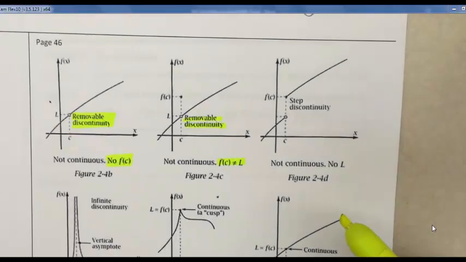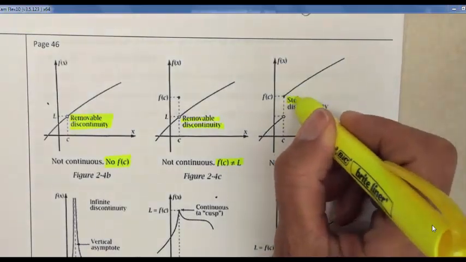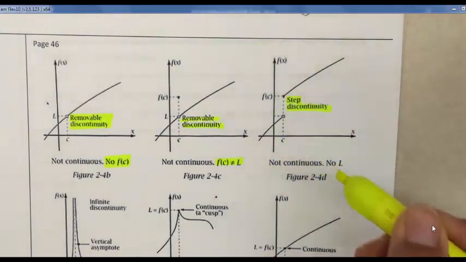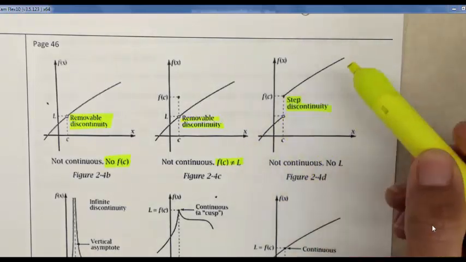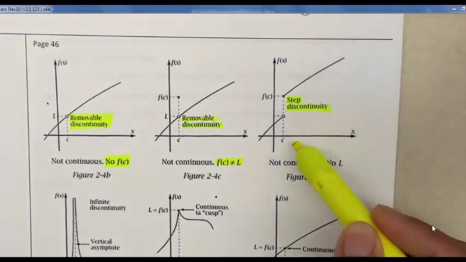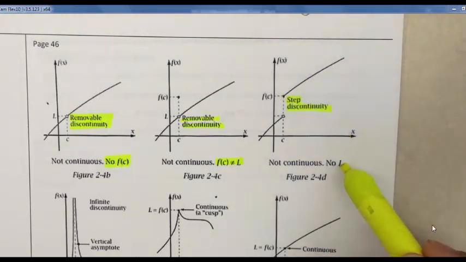Then you have the step discontinuity. This one's really obvious because it looks like a step. Basically, the limit from the left is not going to be equal to the limit as you approach C from the right, so you don't have a limit. The limit does not exist.